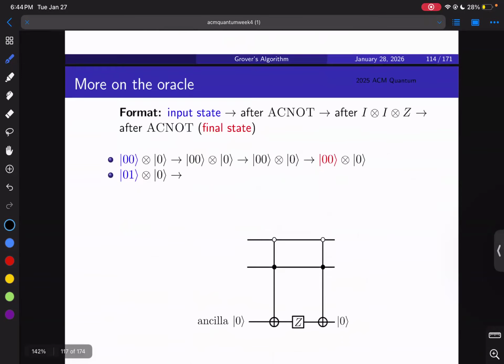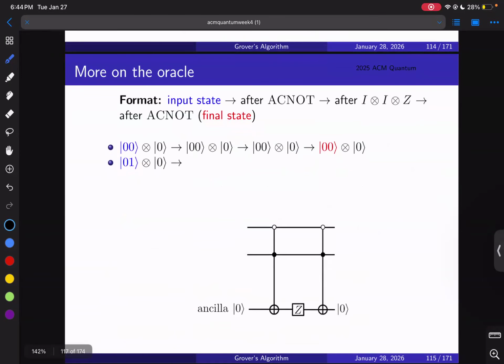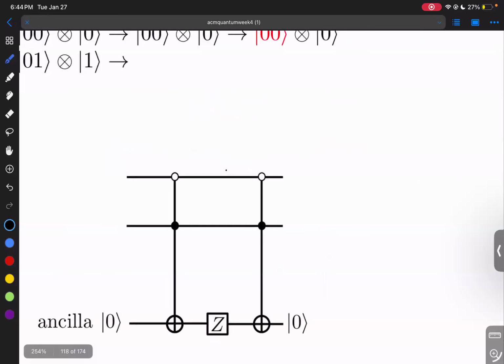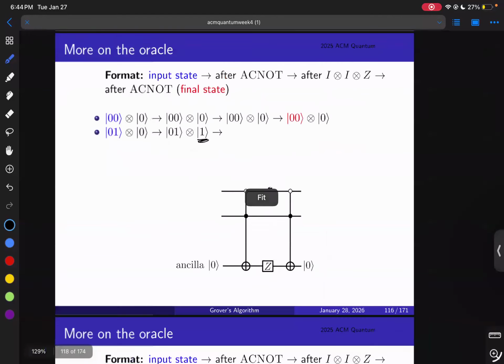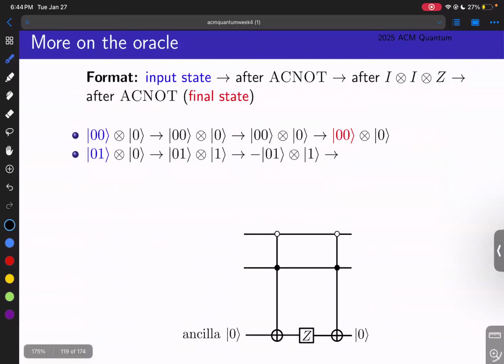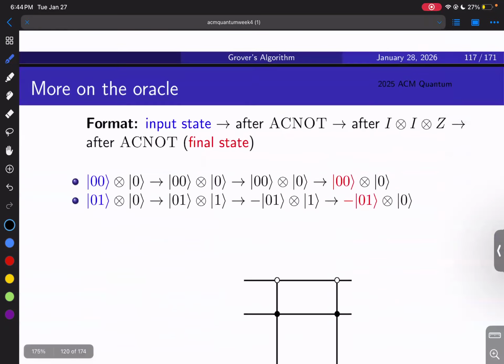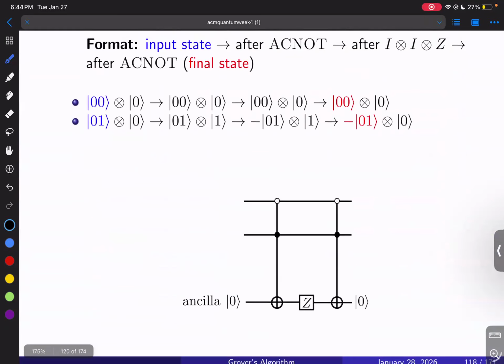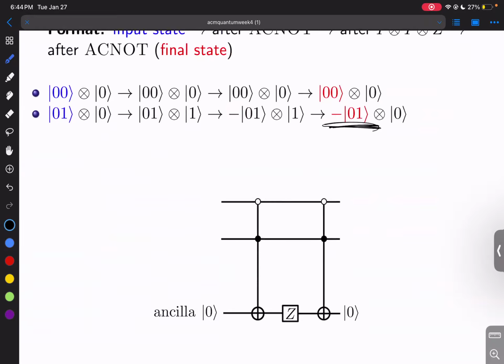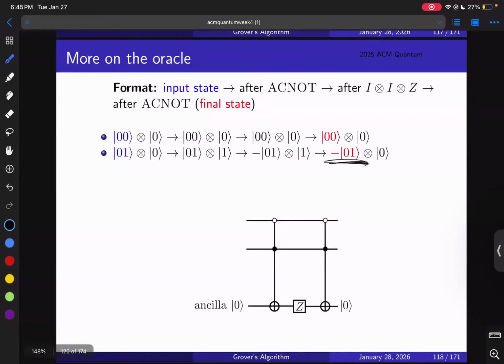But if you start in 0, 1, now the control condition is hit, which is 0, 1, which means it'll flip the ancilla to a 1. Then we know that Z on 1 will add a minus sign, which we can put in the front. And then the uncompute will flip the ancilla back to 0. But in essence, our output state has a minus sign in front of it now. So that's, again, just the encoding of the oracle.